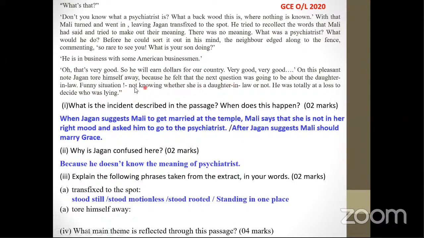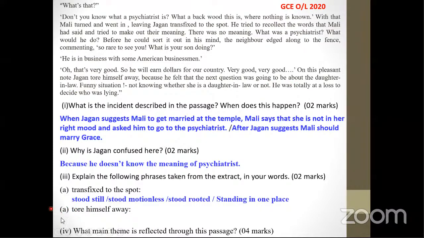And when we see Jagan speaking here with his neighbor: before he could sort out in his mind, the neighbor edged along to the fence, commenting, "So rare to see you. What is your son doing?" "He is in business with some American businessman." "That's good." Very good. On this pleasant note, Jagan tore himself away because he felt that the next question was going to be about the daughter-in-law. So what is the meaning of tore himself?